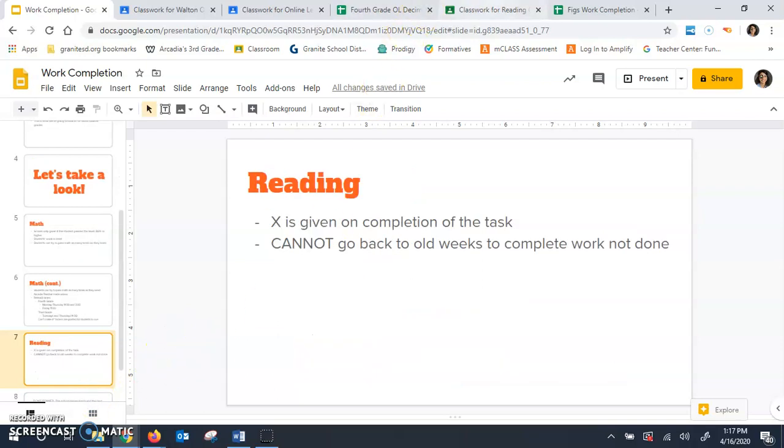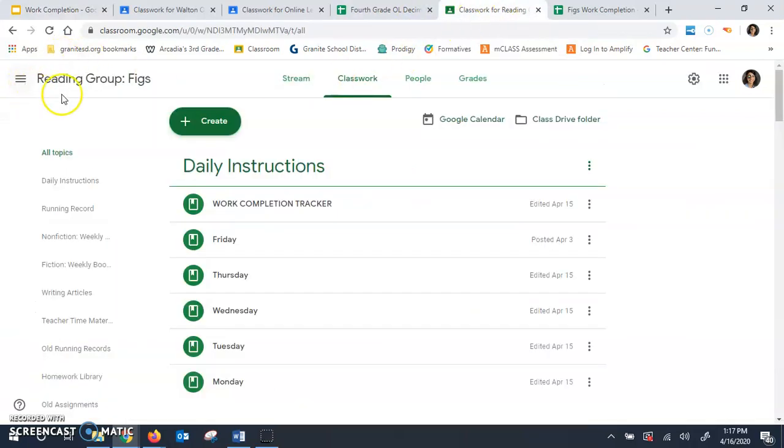Now let's take a look at reading. Each of your students is assigned to a different reading group, so check which group your student is in. And at the very top of all the reading groups, you'll notice these daily instructions, Monday through Friday, and then a work completion tracker.